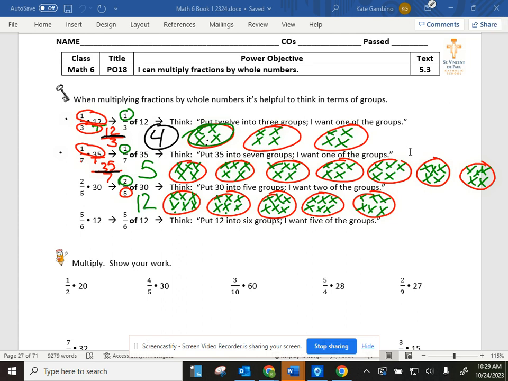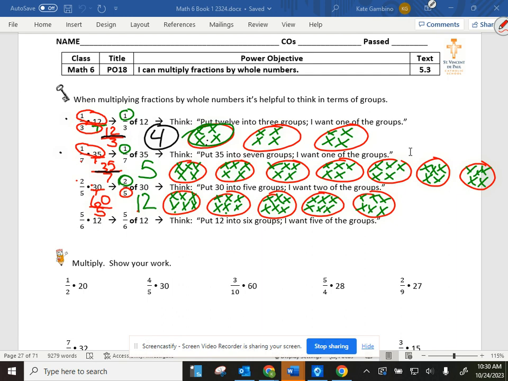Now let's do it with our multiplying method. We put 30 over 1. We're going to do 2 times 30, which is what? 60. 5 times 1 is 5. So now I have to do 60 divided by 5. And 60 divided by 5 is 12. So we can do it by making our pictures. It takes a little bit longer. Or we can do it by multiplying across and then dividing.